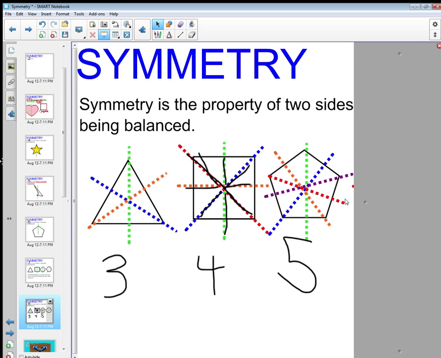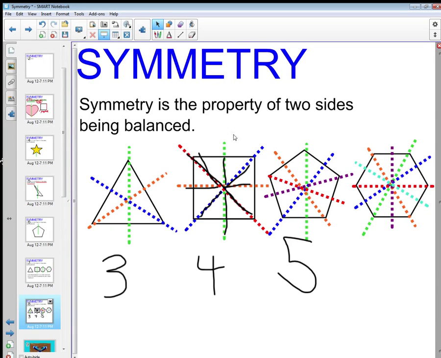5 lines of symmetry. So lo and behold, we have the hexagon, and we do have a total of 6 lines of symmetry. Now I know I've said this 3 times already, but don't get confused. This is not how we count lines of symmetry, like what radiates from the center. No way. We count them as the whole line that divides the shape. And if you actually look here, there's only 6 lines dividing the shape, even though it looks like there's 12.